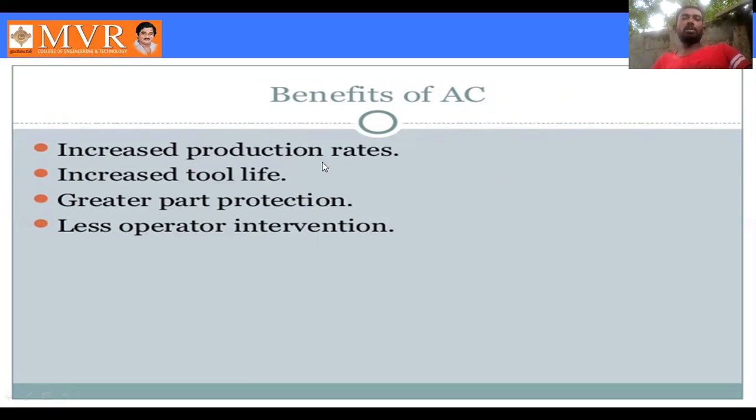The first one is increased production rates. Automatically, when we use an adaptive control system, the major benefit is that we can observe an increase in production rates. The second one is an increase in tool life. Automatically it increases the tool life. Next is greater part production, especially with an automatic adaptive control system. Next is less operator intervention. These are some of the benefits of adaptive control systems. These are the overall thoughts on it.